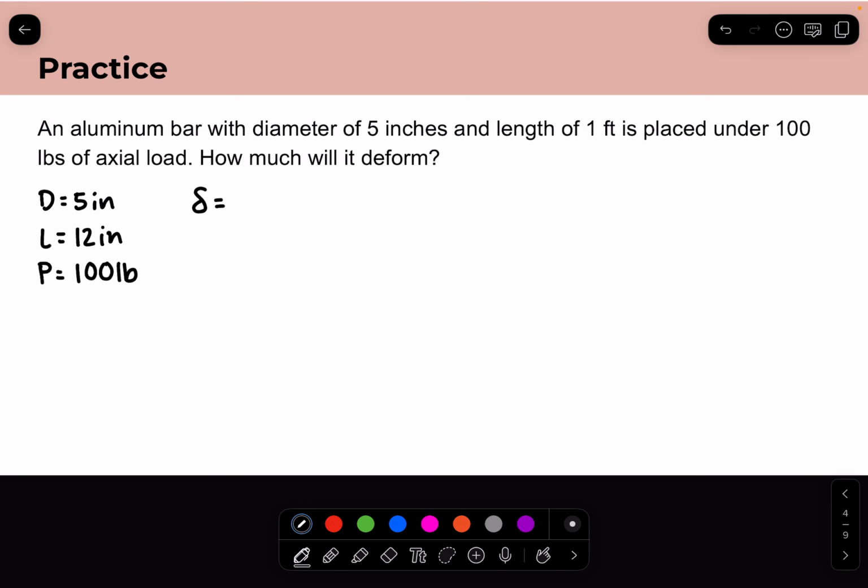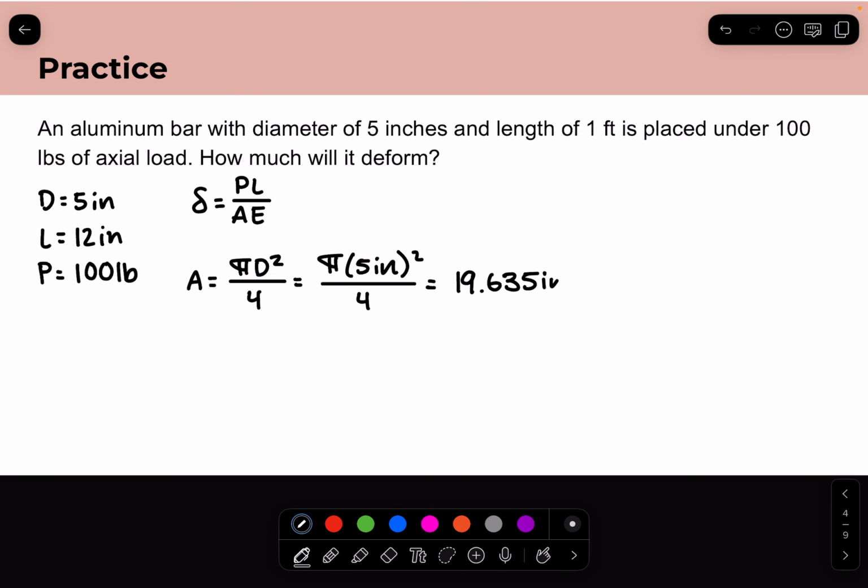The formula for deformation is going to be P times L over cross-sectional area times E. Let's go ahead and solve for cross-sectional area. That's an easy give me. Area is going to be pi diameter squared divided by 4. We have the diameter of 5 inches, so let's plug that in. We're going to get 19.635 inches squared.